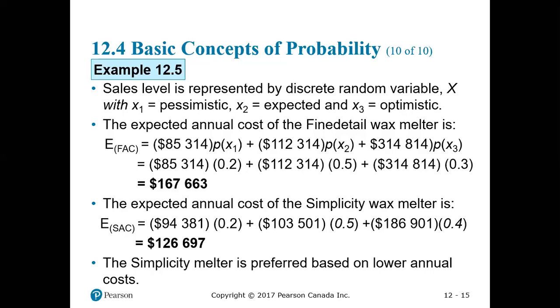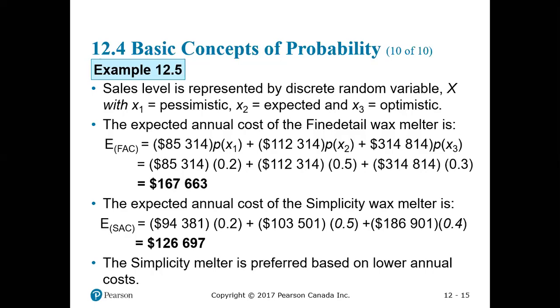So sales level is represented by discrete random variable X, with X1 equal to pessimistic, X2 expected, and X3 optimistic. The expected annual cost of the fine detail wax melter is given where each cost of fine details is multiplied by the probability that it would occur. That would give us the expected cost for fine details. Also for simplicity, the expected cost would be each of the different costs multiplied by the probability that outcome would occur.